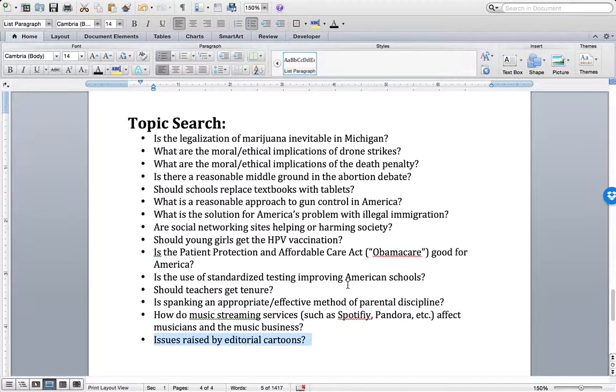So just some thoughts there about the topic search, and that's what I would like you to be thinking about between now and our next class meeting, in addition to the work that you're doing for your Henrietta Lacks position paper. Let me show you now some of the things that I did to come up with this list of potential topics.